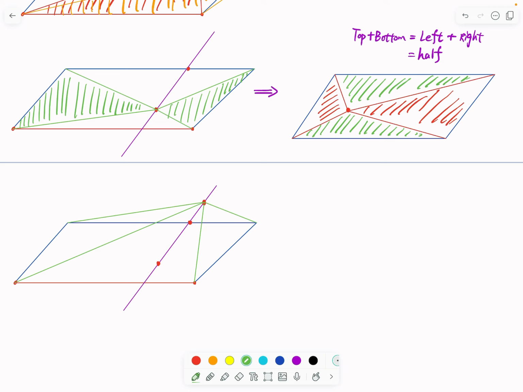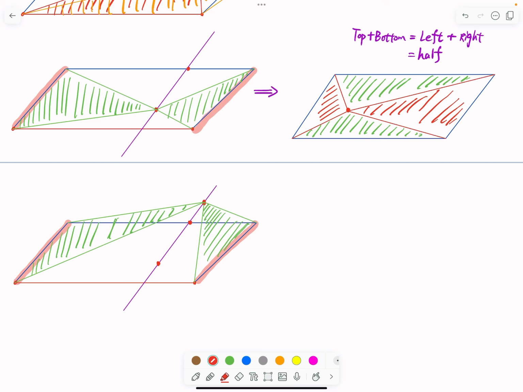So now, how about this green part? Just tell me, do I ever change the base? Do I change the base of this one and this one, of this part and this part? No, we never change. And do I change the point from the parallel line? Also no. That means the height is also the same, right?